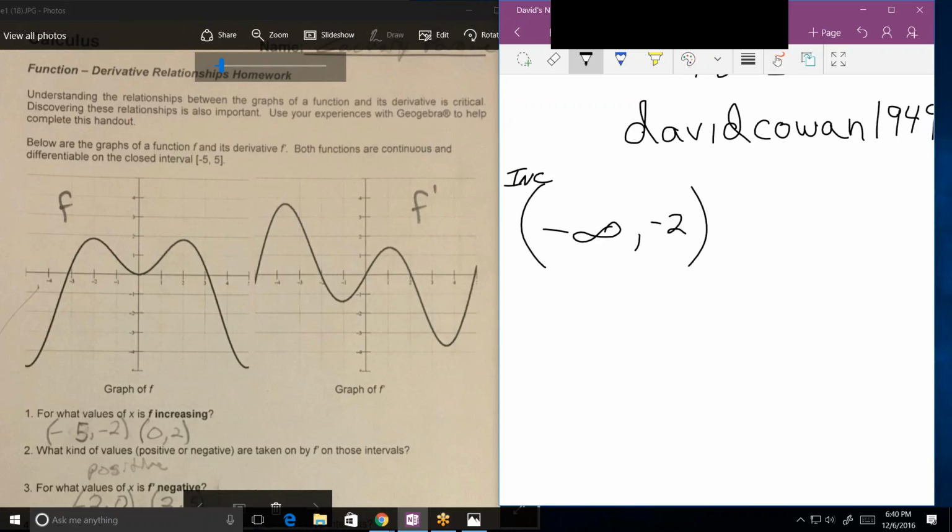Okay? So, okay. Oh, I see why you made it minus 5 to minus 2. Okay, now I get it. You're not that wrong, because we don't really know what's going on the other side of this curve. It might go back up again. Who knows? So, actually, your answer is actually correct, and it's also increasing from 0 to 2.